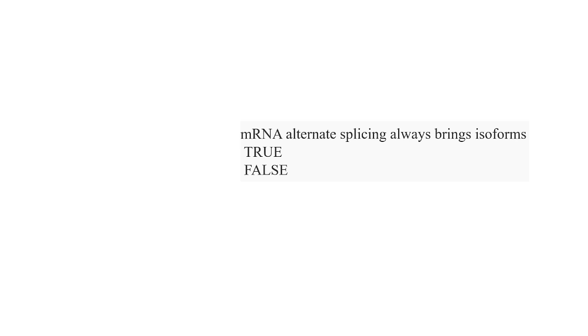Okay. So the correct answer is true. Obviously, how can it be true? Think, because when we are doing alternative splicing, we are making more than one kind of polypeptide from the same mRNA. And when we are making more than one kind of polypeptide from the same mRNA, we are actually bringing the isoform. So the correct answer is true.